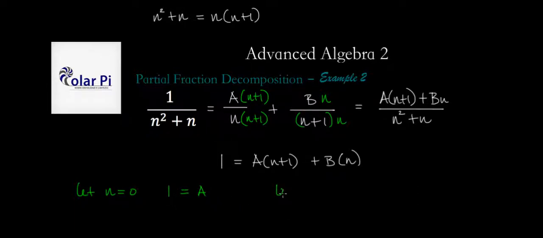And then if we let n equal negative 1, then again, on the left side there's nothing to plug n into, right? So we just write 1 for the left side.